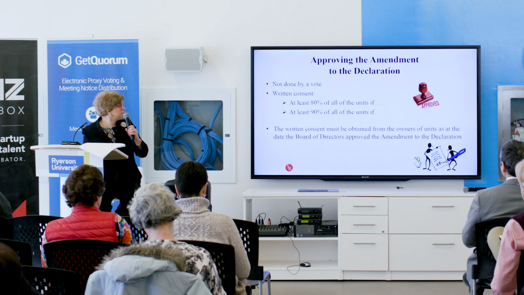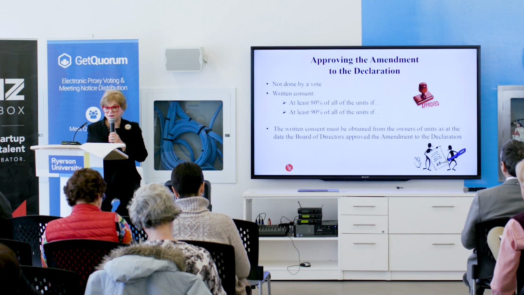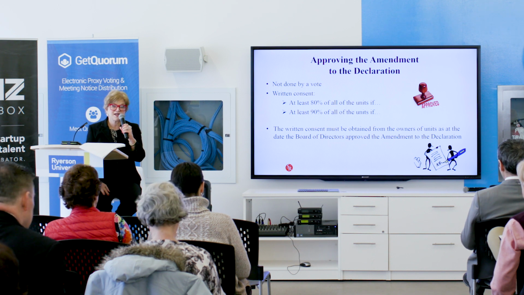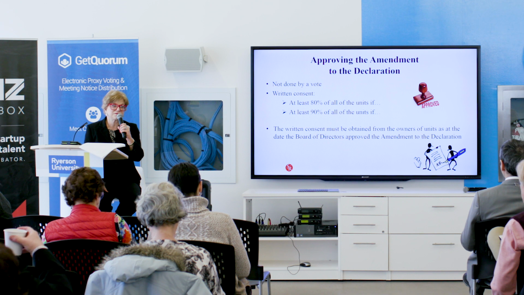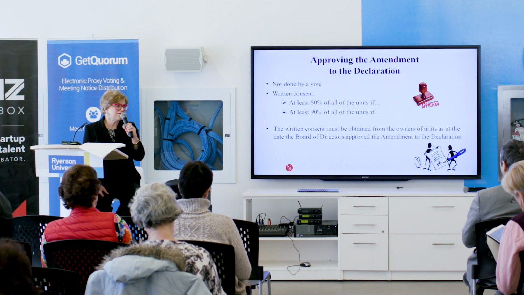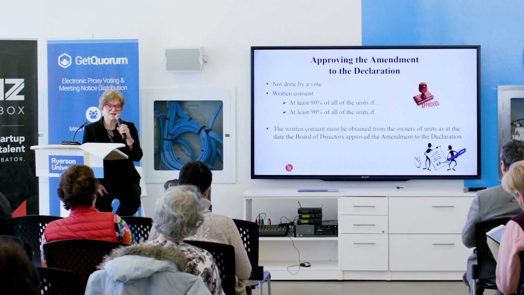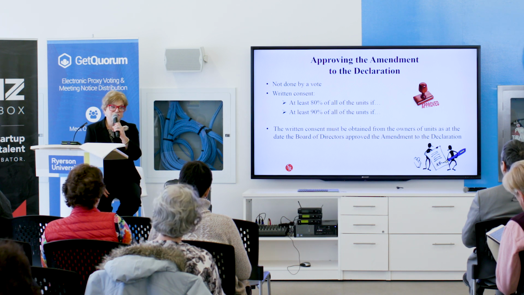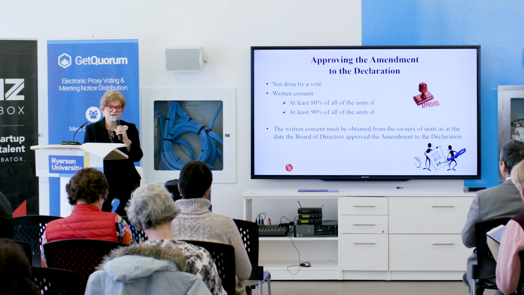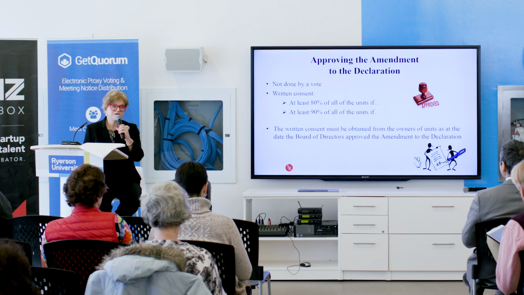So, approving the amendment to the declaration. The amendment to the declaration, as I said, is not voted on, period. You must amend a declaration in one of two ways. If you're doing it with consent of owners, you either need 80% consent of all of the units or 90% consent of all of the units.